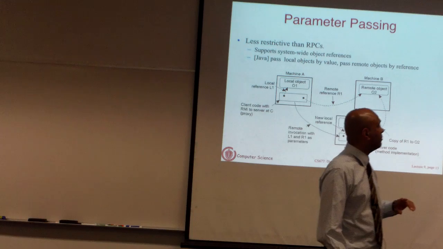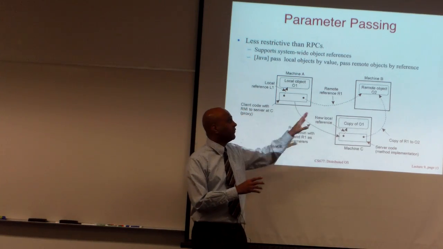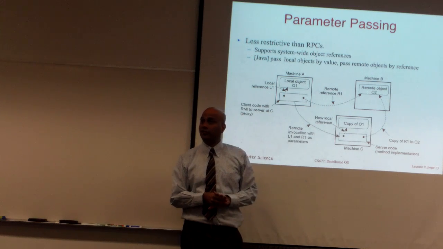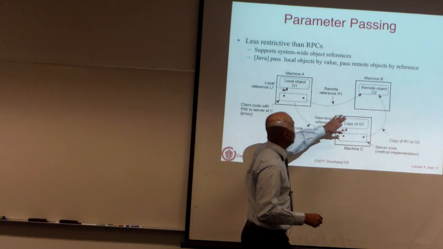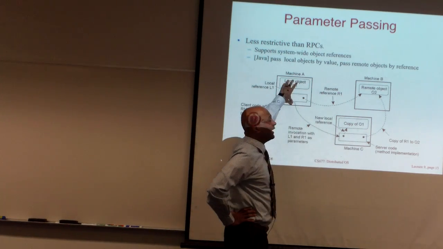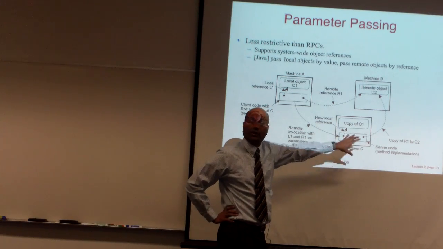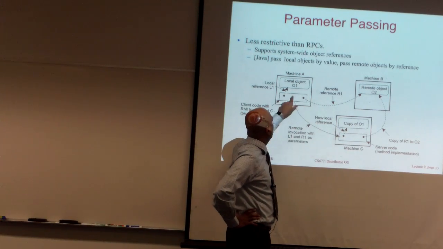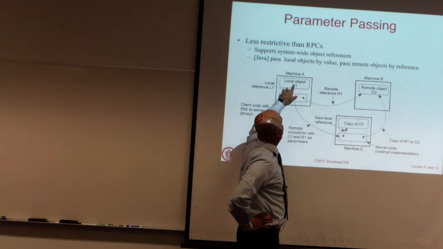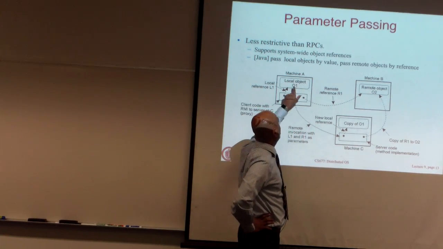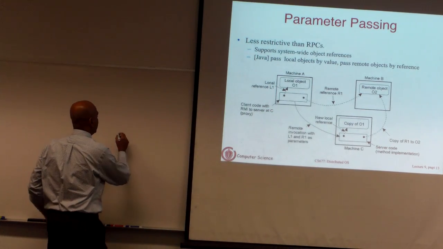In Java, what happens is if it's a local object, you are going to send a copy of the entire object. If it's a remote object, you are going to send a reference. This is an example with 3 machines, A, B and C. A is the client machine, C is the server machine. You are making an RMI call from A to B, except that in that call you are going to pass 2 arguments, O1 and O2. I'm going to show you what is actually being called.